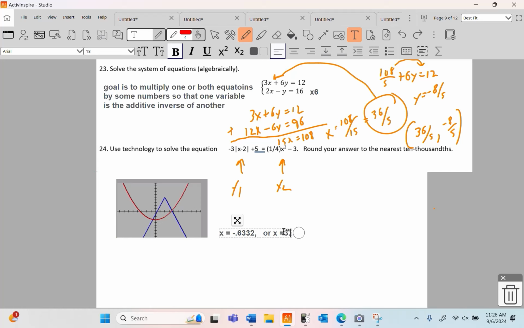Make sure you can round. 3.5917. I will take off if you can't round. I will. It says nearest 10 thousandths. It's pretty clear on it.